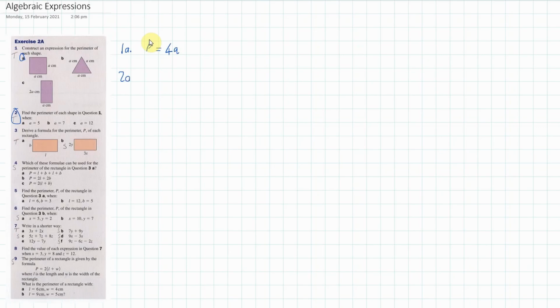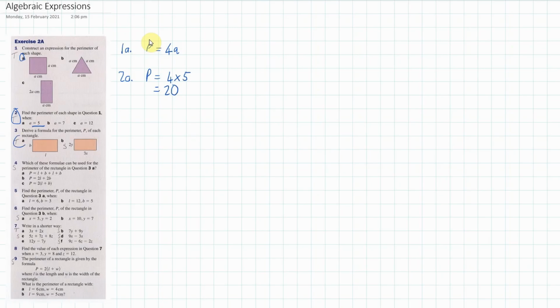And I'm just going to do 2a here. If a is 5 centimeters, then the perimeter in that case would be 4 lots of 5, or 4 times 5, which gives us a perimeter of 20. So that's that question.